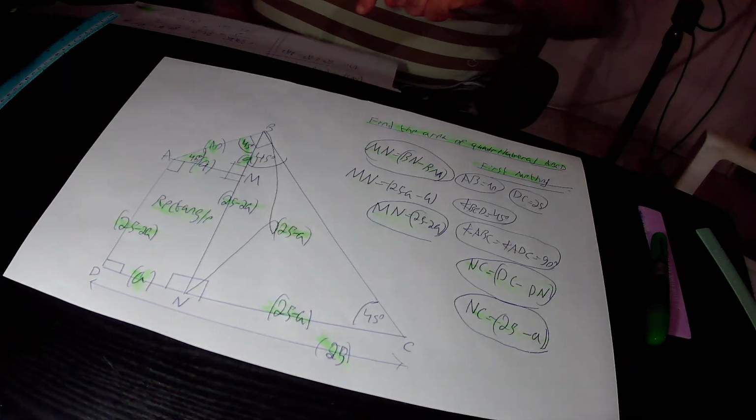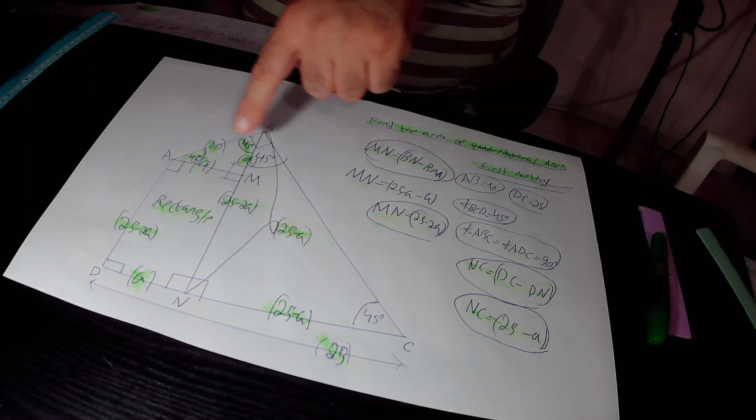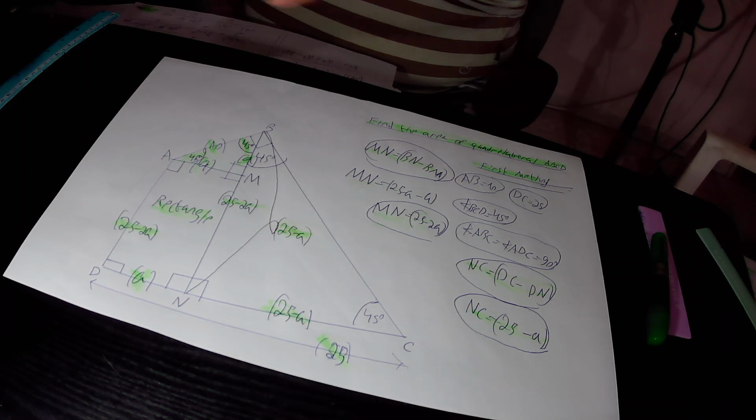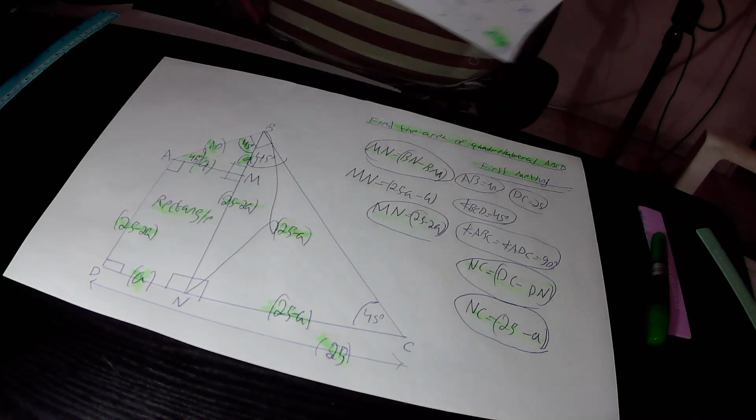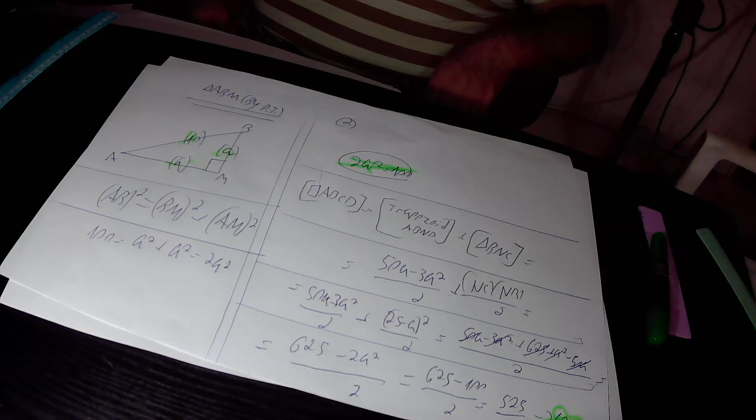In the next step, we implement the Pythagoras theorem on this small right triangle ABM. So I copied the small right triangle ABM onto the page, and we implement the Pythagoras theorem on it. This is the right triangle ABM that I copied from the original drawing.